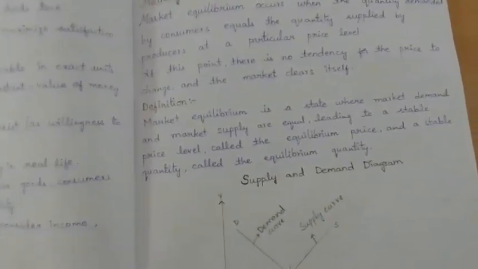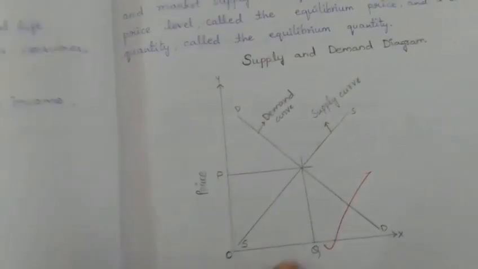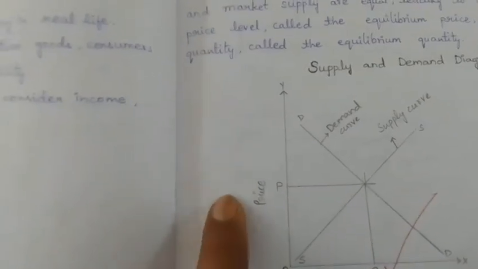Then comes market equilibrium. Market equilibrium is nothing but the point where the demand and supply curves meet, and the meeting point is known as market equilibrium. Got it? That should be the ideal price and the ideal quantity. Key points of market equilibrium and disequilibrium: excess demand, shortage.